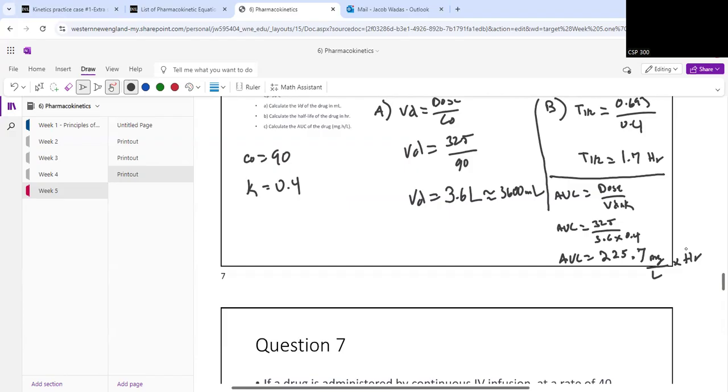In class, we use a different way. AUC equals C0 over K. Which I don't know why, because I think dose over VD equals C0. It doesn't matter. It's all the same stuff.